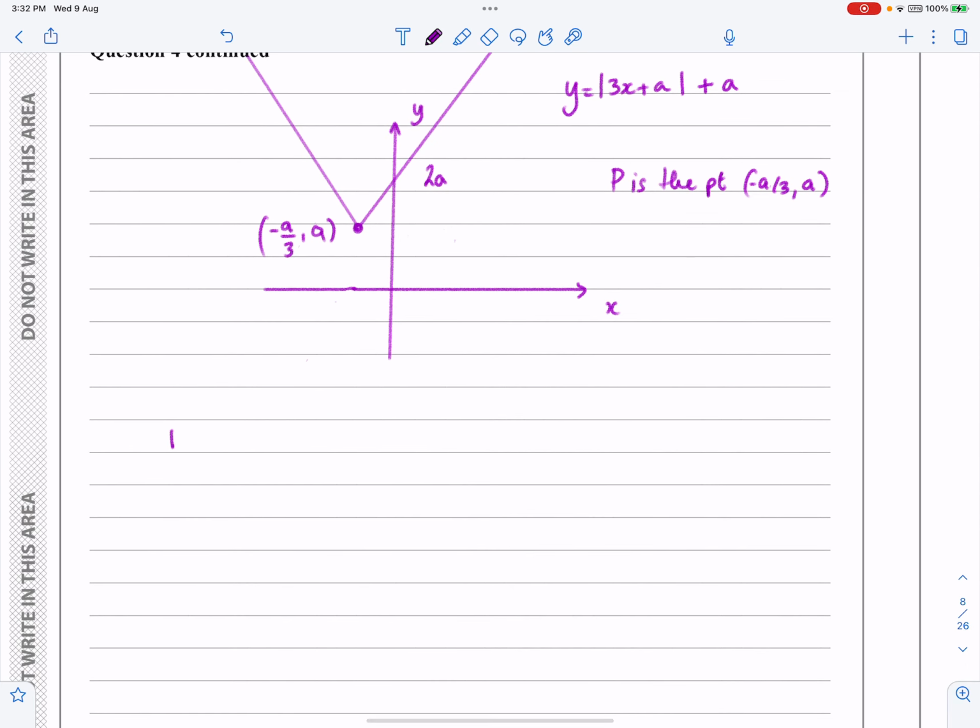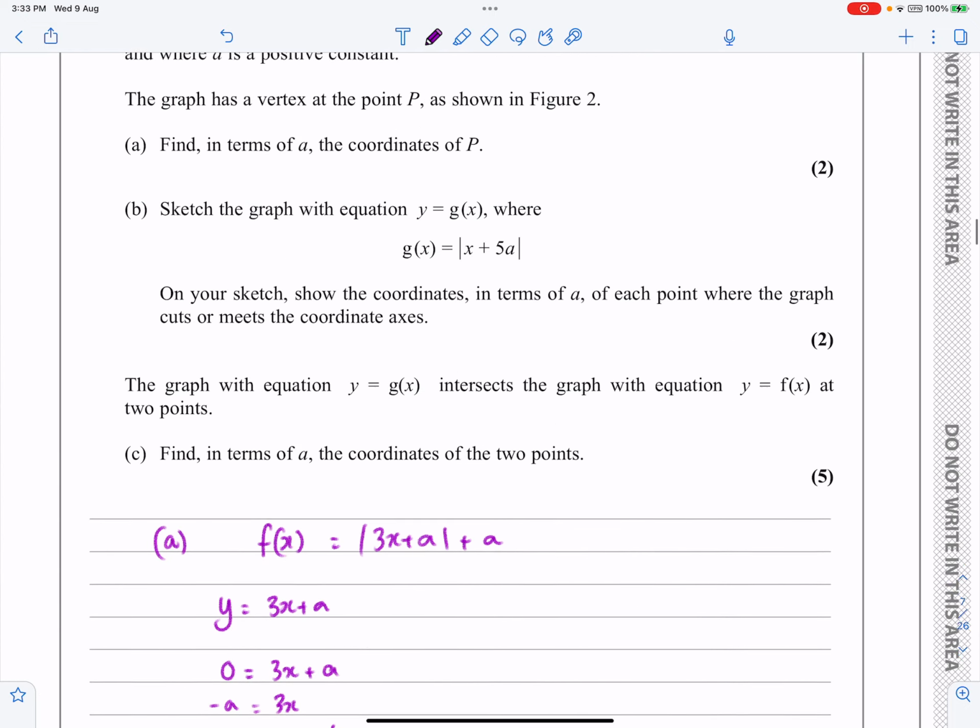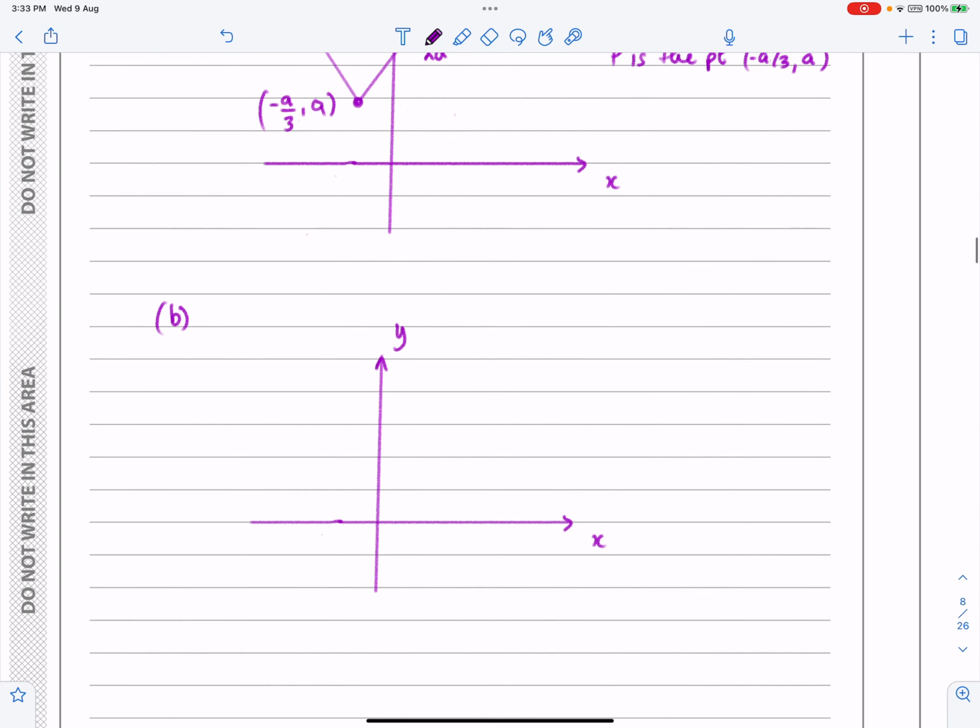Maybe go through it a bit quicker here. So for part B, let's just copy that out. Okay, so I'm going to have an axis here, and then the graph that I'm trying to draw is g(x) equals x modulus x plus 5a.